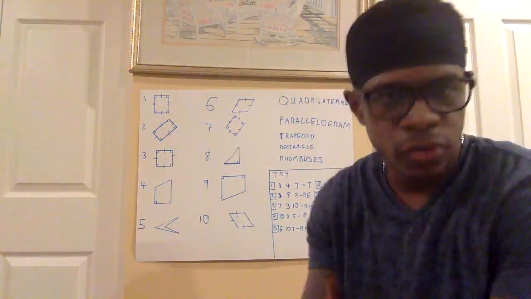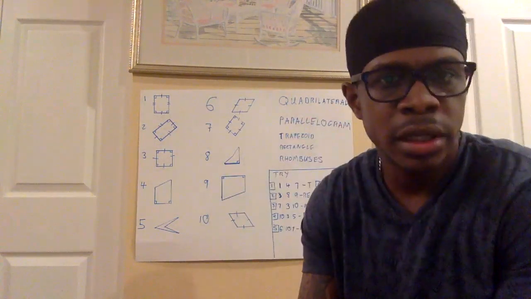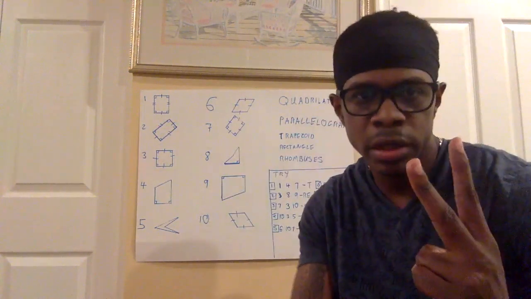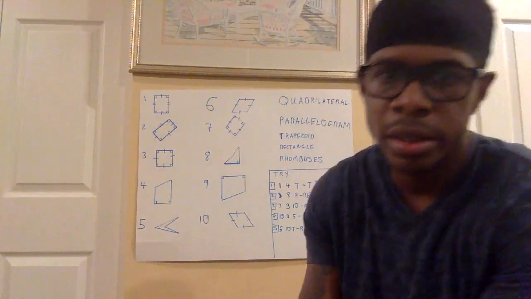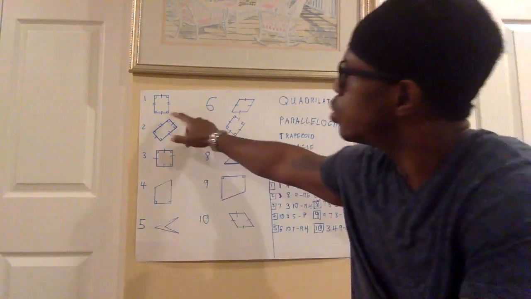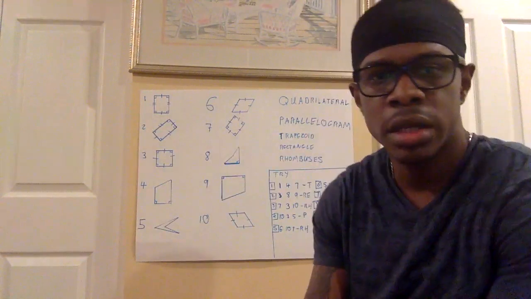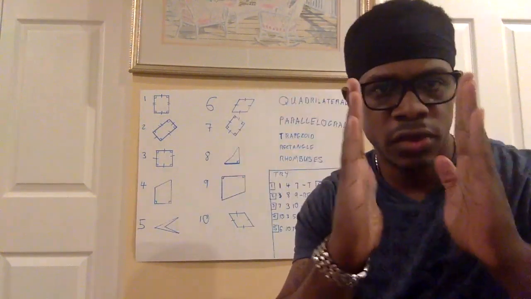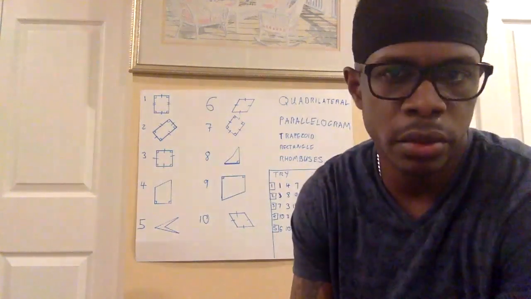So you have a pair of shoes, meaning you have two shoes. You have a pair of parallel lines, meaning you have two parallel lines. So a parallelogram is a four-sided figure which has two pairs of parallel sides. As long as they have two pairs of opposite sides that are parallel, this would be a parallelogram.